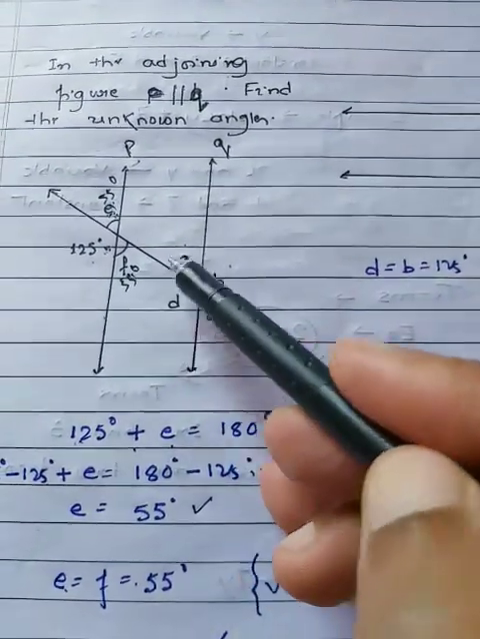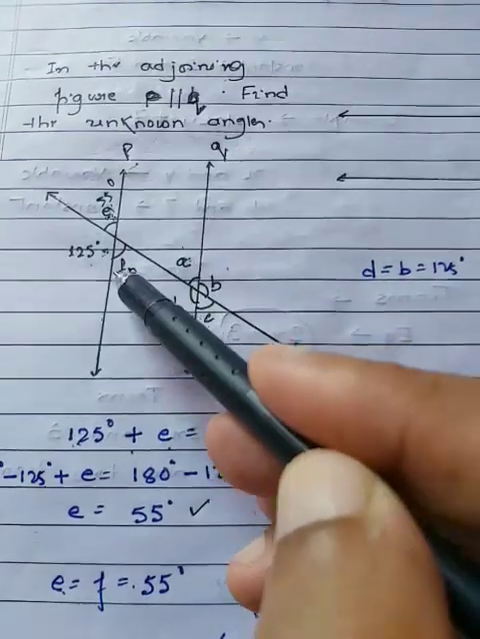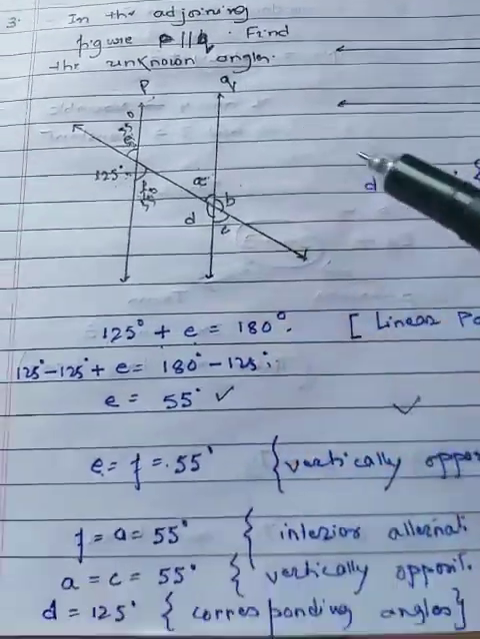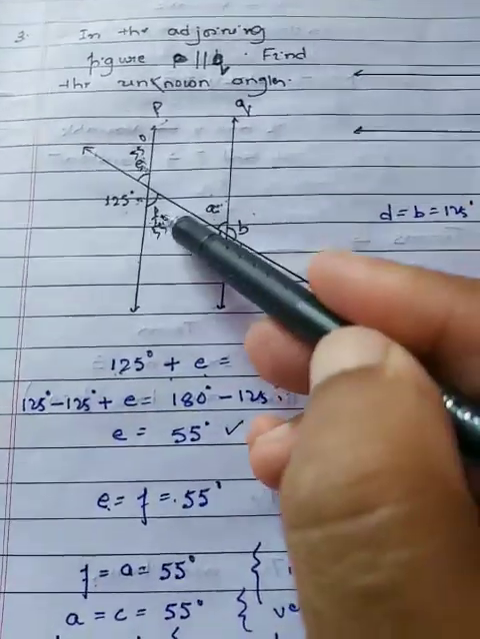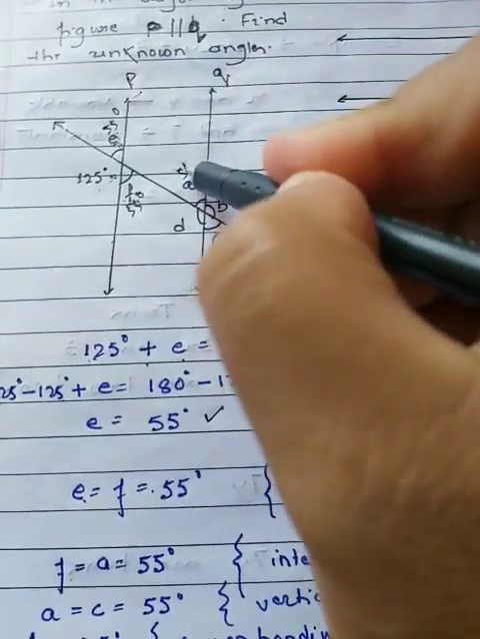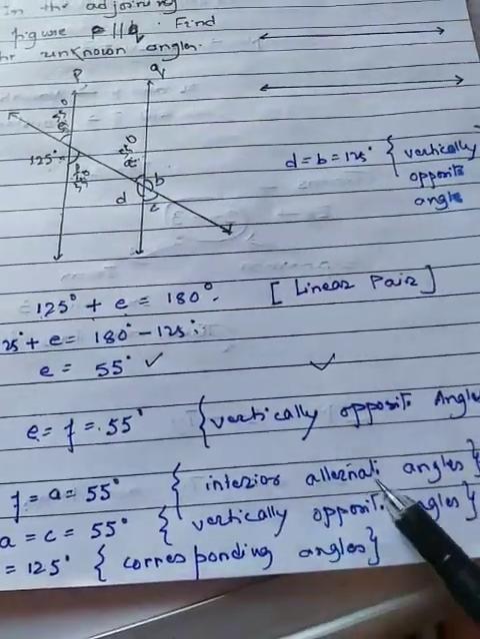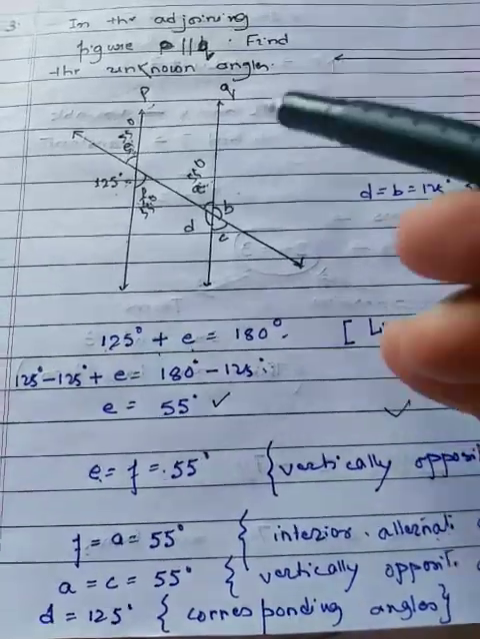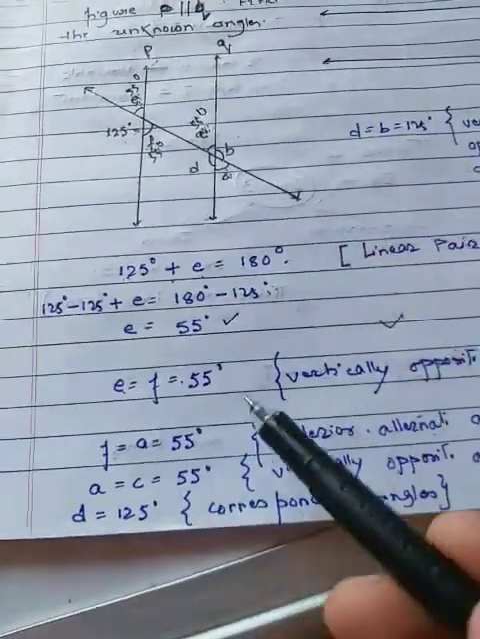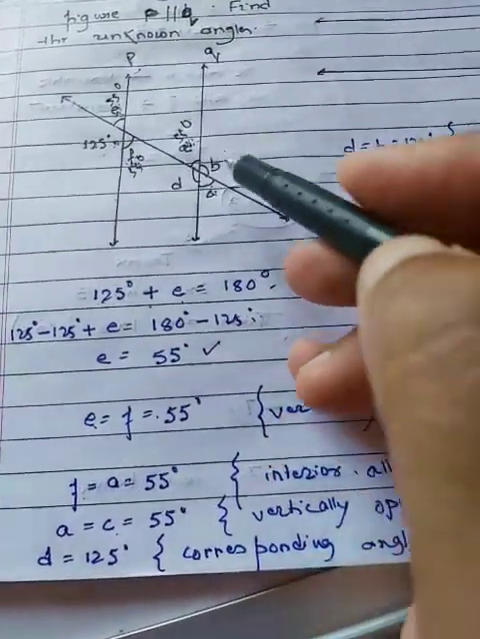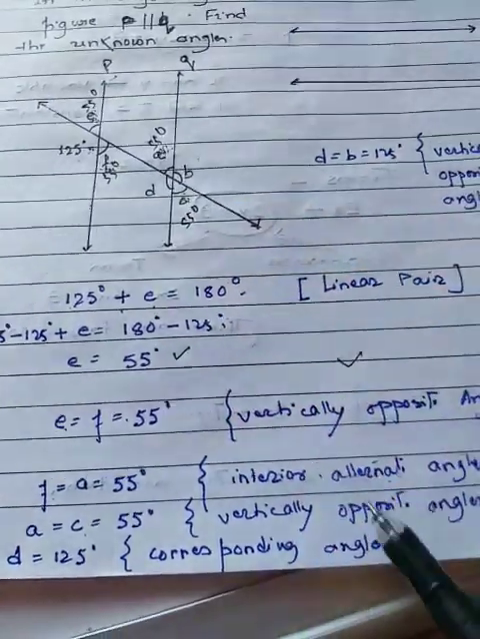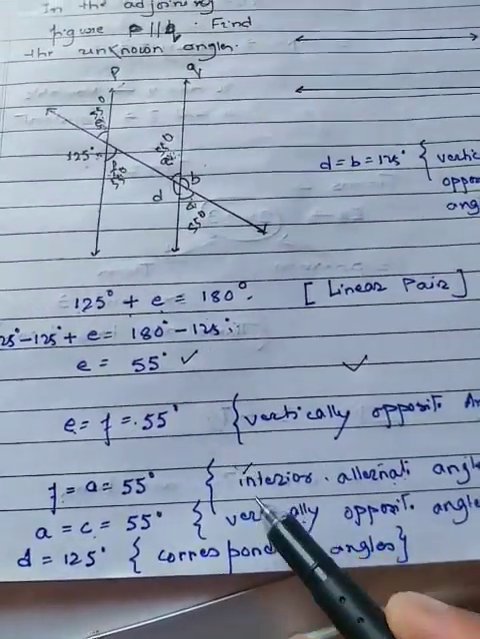Now let's see how F and A are related. What relation do we have? Interior alternate angles. Exactly. So F equals A, and the value of A would also be 55 degrees. The relation is interior alternate angle. Now again A and C are related. How? They are vertically opposite angles. So angle A equals C, and the value of C would also be 55 degrees. The relation is vertically opposite angle. Okay, so it is done.